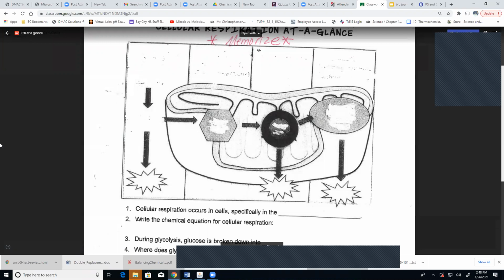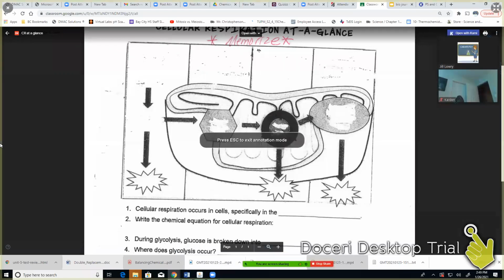So what organelle would that be if we're talking about cellular respiration? Where does that happen in? We talked about photosynthesis happens in the chloroplast. Where does cellular respiration take place in? Yeah, the mitochondria. So this is all representing the mitochondria. Or whatever you would like for your abbreviation to be for the mitochondria.